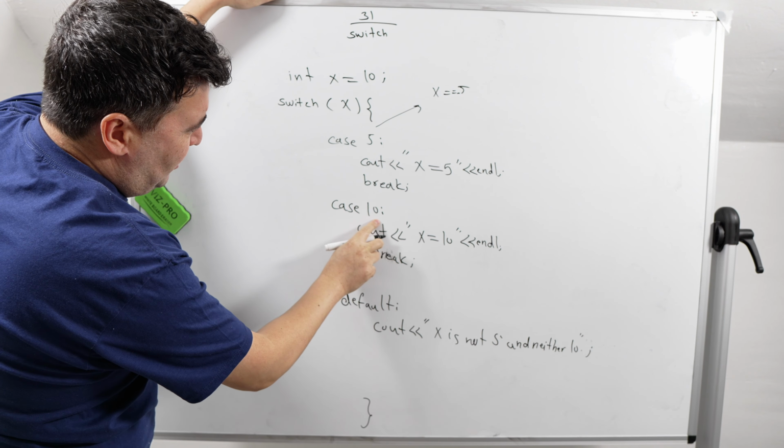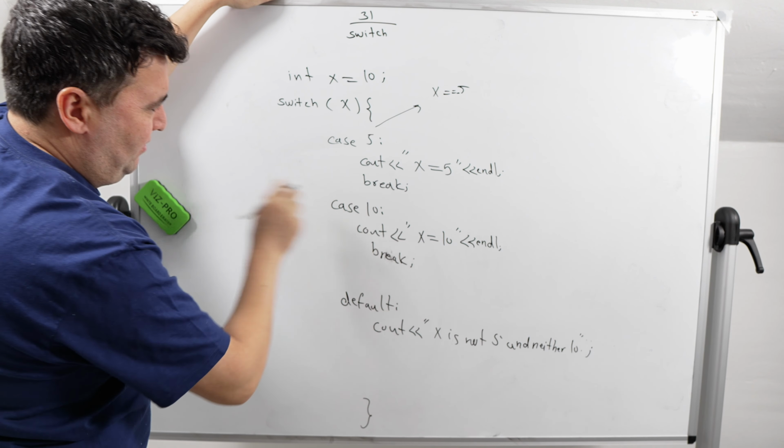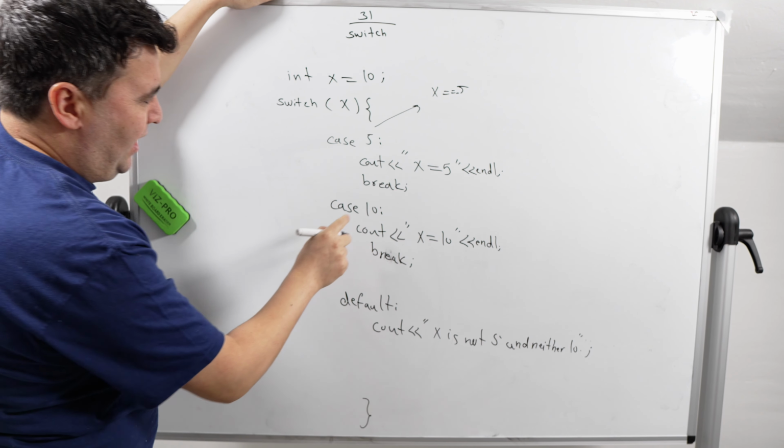Then it goes to another case, and now we have case 10. Is the value 10 equal to the value of variable x? Yes, because x is 10, so 10 is actually equal to 10. And I told you at the beginning of the lecture that the switch statement only checks for equality. It checks whether the value of x is equal to 5 or not. If it is not, this part of the code will not be executed. If it is 5, this part of the code will be executed.